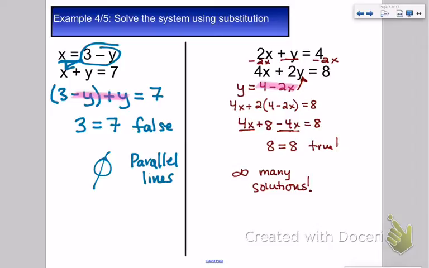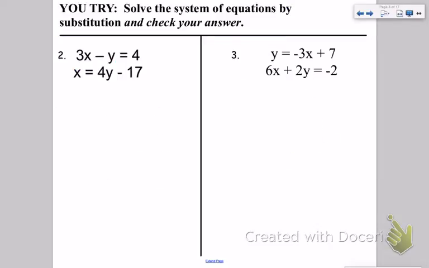Do this U-try, and that will conclude your homework for tonight.